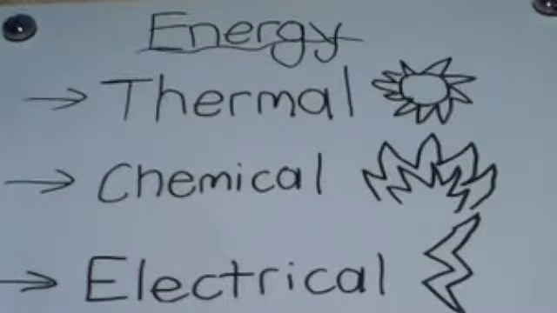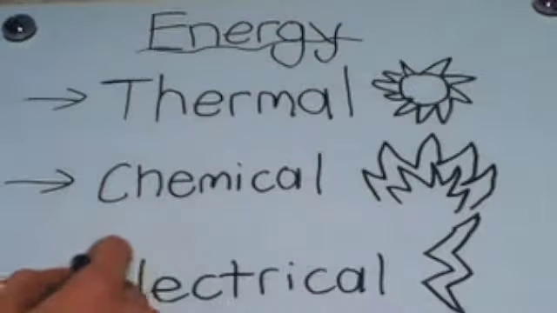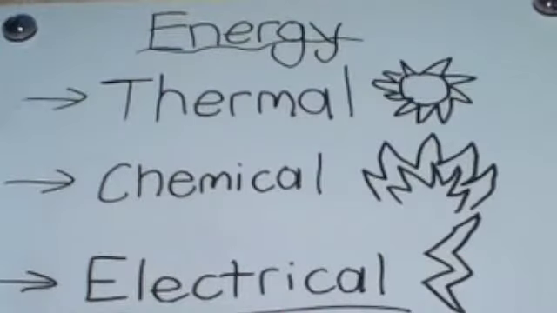Energy exists in many forms. For example, thermal energy, chemical energy, electrical energy, and so on. Today's focus will be on electrical energy. Electric energy refers to energy which has been converted from electrical potential energy.